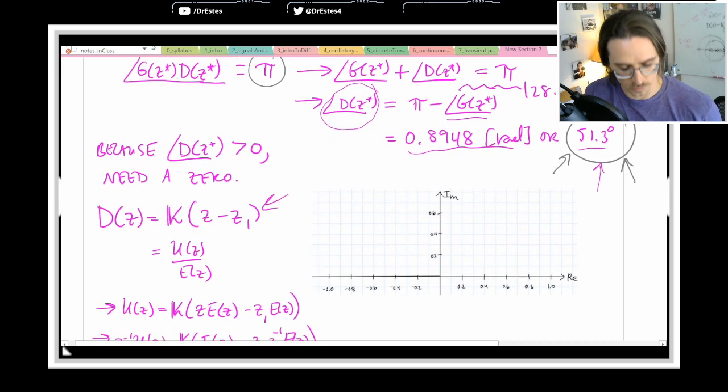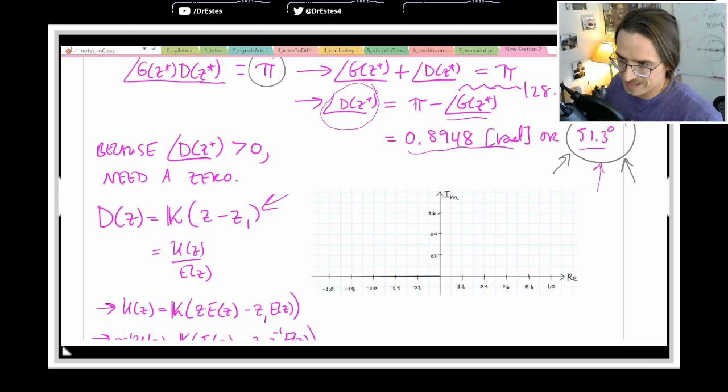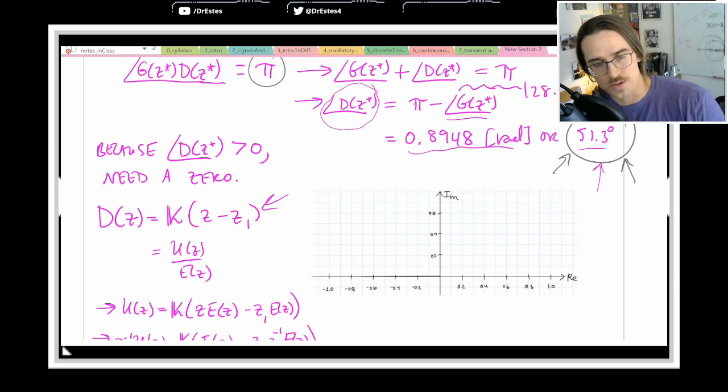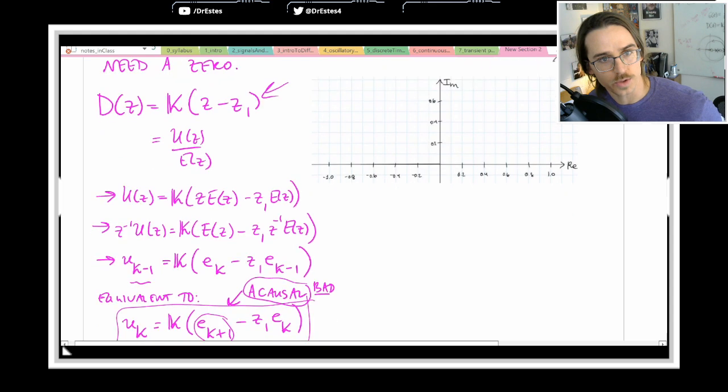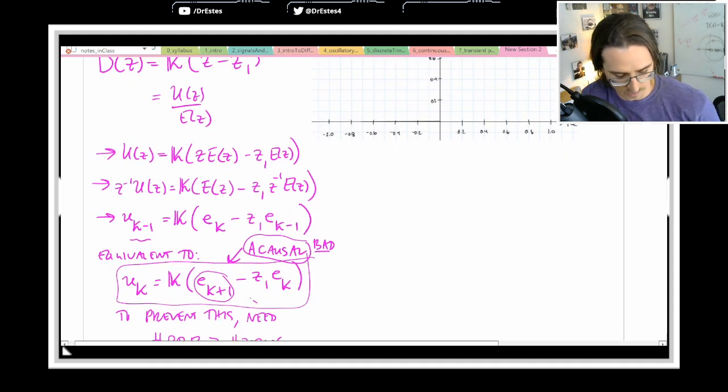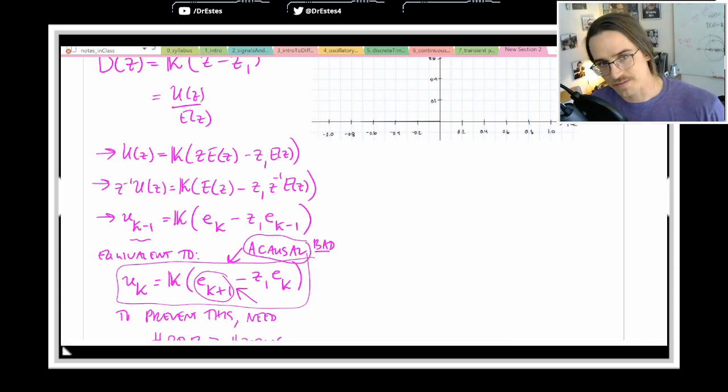So we knew we needed a 0, but the problem is, well, we explored it over here. If your controller just has a 0, it will be an acausal controller. It'll depend on error values from the future, which we kind of proved here. It depends on an error from one time step in the future, which we can't get. So you always have to have at least the same number of poles as you have zeros. So if we have 1 0, we need 1 pole.